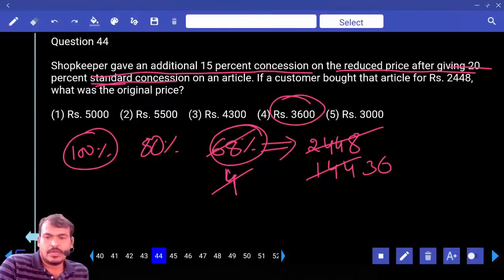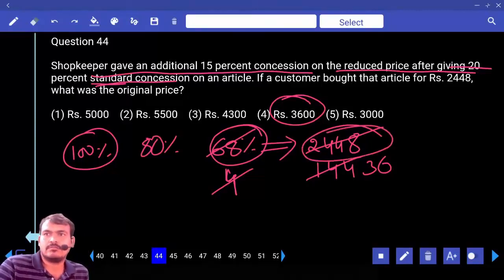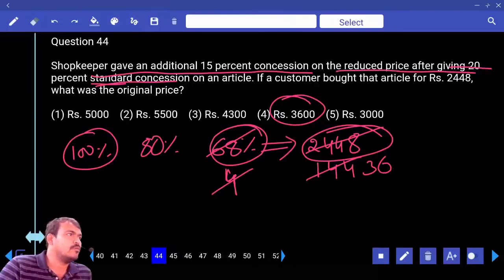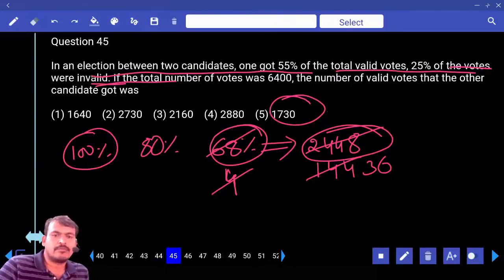Next question number 45. Or verify the 9 multiple. 2448 is a 9 multiple or not? How many options are 9 multiples? Only one. Next question number 45.